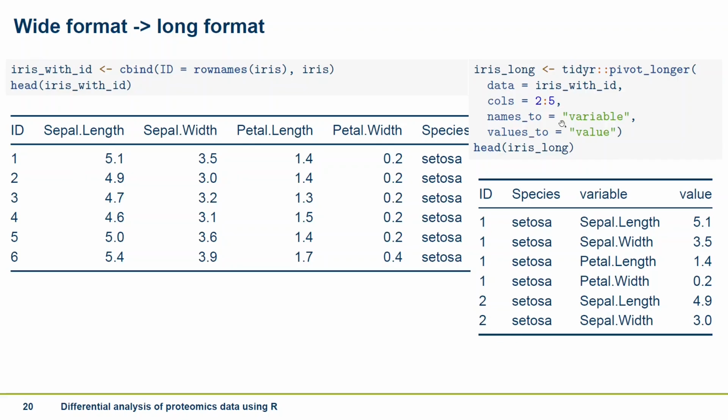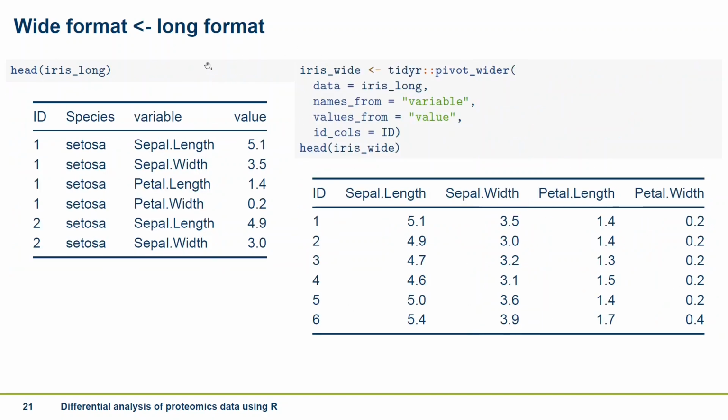And this is the outcome here. You see that you have here the ID column and the species column, then the column with the variables and the value. This first line here, for example, in the original data set is now 4 lines in this long format. You can also transform back. So this was the result from the slide before.